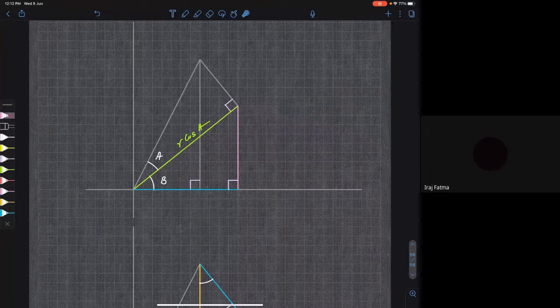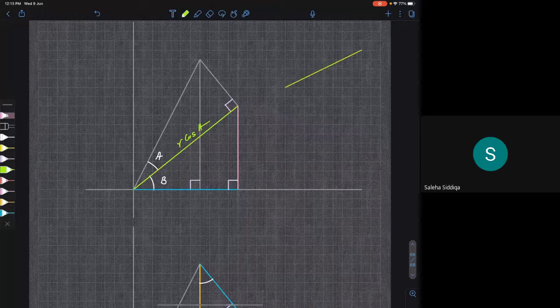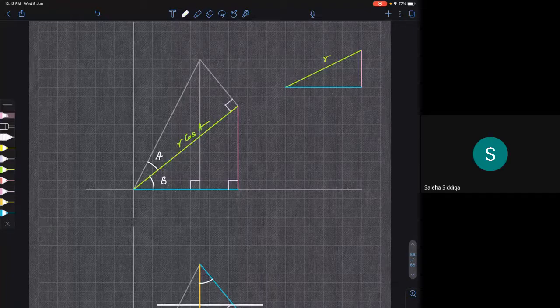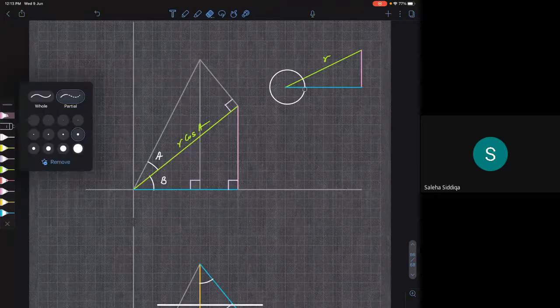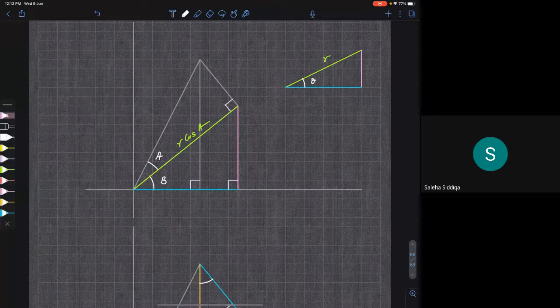Sir, can you repeat the question? Okay, wait. If you have any triangle like this, wait a minute. If this is R, and if this is theta, now tell me what is the blue line?